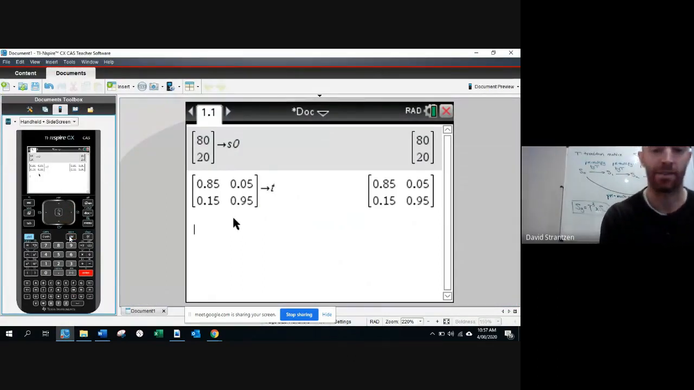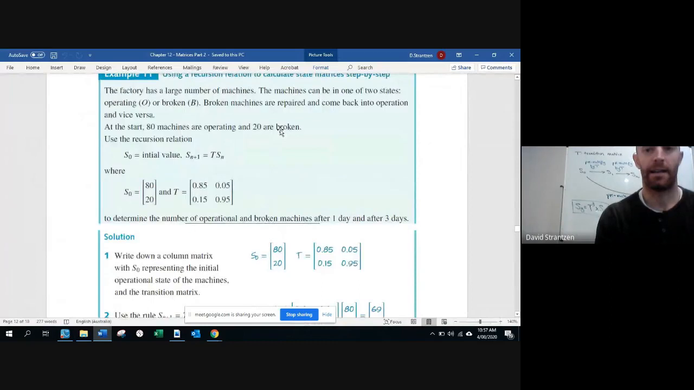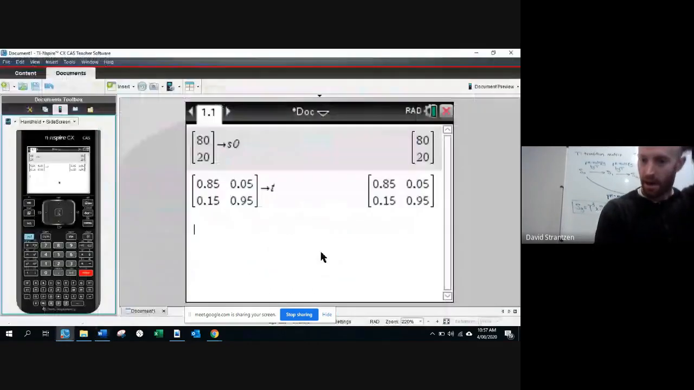So if I want to work out what S1 is, let's just refer to the question. Each day is going to be like a new situation here, a new state. So we want to work out the number of operational and broken machines after 1 day and then again after 3 days. So after 1 day, to work out S1, I would be doing T times S0. And now that I've defined them, I can just do T times S0. They should be bolded because the calculator recognizes them.